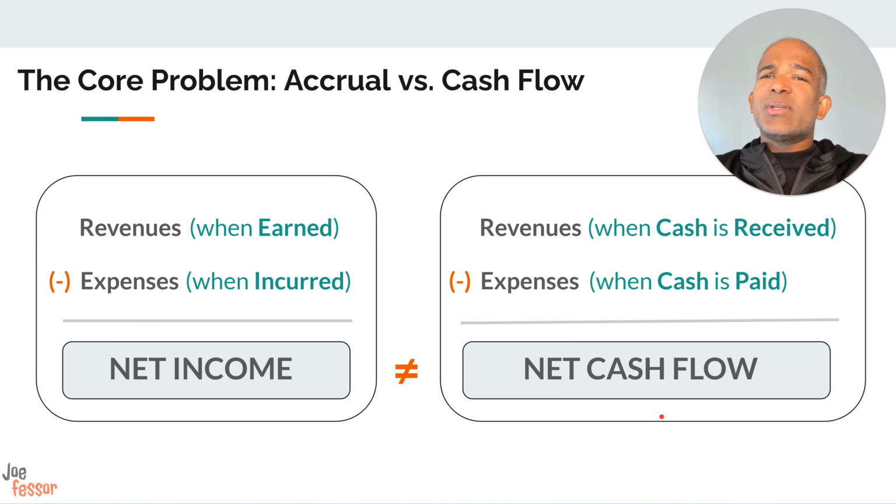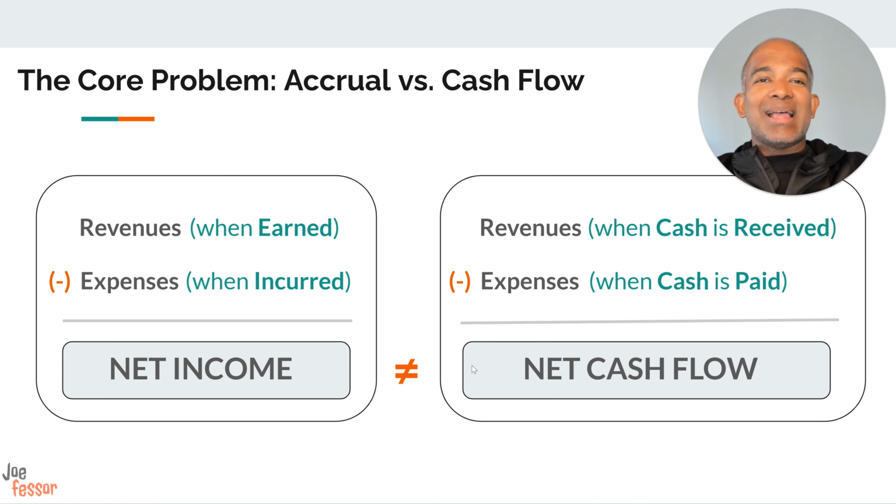Alright, this slide illustrates the fundamental conflict that makes the statement of cash flows necessary. The figure on the left is the basis for your net income: the accrual basis of accounting. Revenues are recorded when they are earned, and expenses are recorded when they are incurred or matched to those revenues. The figure on the right represents the cash basis, recording revenues only when cash is received and expenses only when cash is paid. Because of this timing difference, net income rarely equals net cash flow.